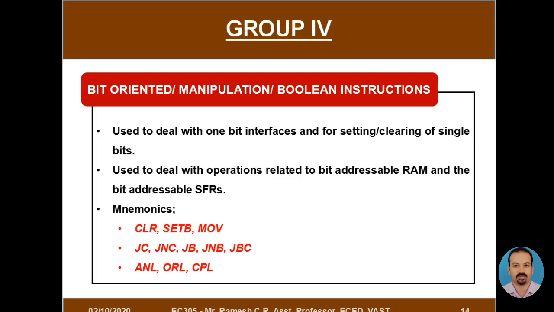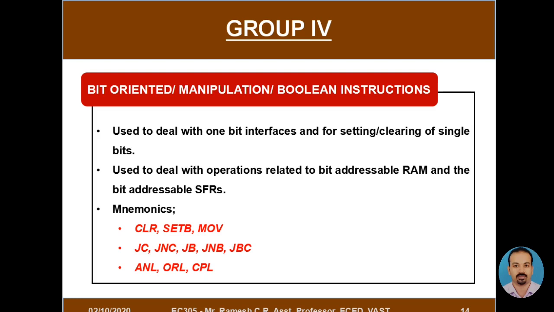That is, we have the program status word, which is one of the special function registers, but in this, each of the bits of the program status word can be individually accessed. So if we have some registers like that, where each of the bits of the register can be accessed and we need to perform some data manipulation on these bits, we can make use of the instructions in this particular group.